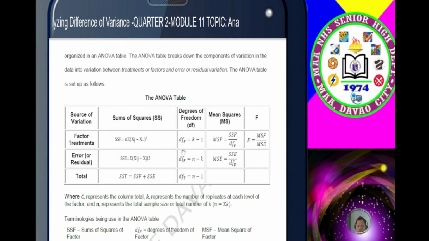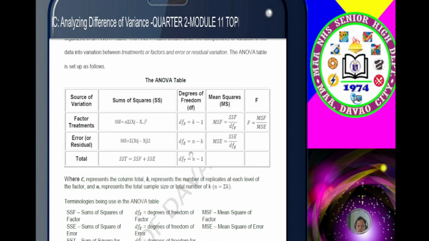Then degrees of freedom. We have k minus 1, where k stands for the number of groups. Then degrees of freedom for the error is n minus k, where n is the number of elements in our data. Then for the total, the degrees of freedom is n minus 1. Then mean squares: MSF is SSF divided by the degrees of freedom here. Then MSE, for the error, is SSE divided by the degrees of freedom of the error, which is n minus k. Then to get F, you just divide MSF by MSE.